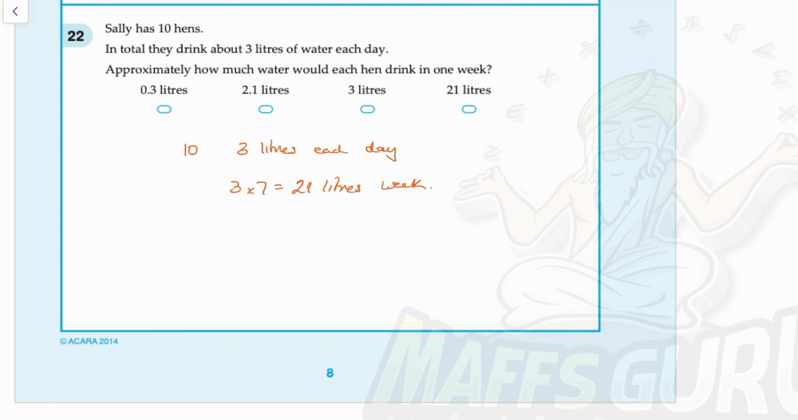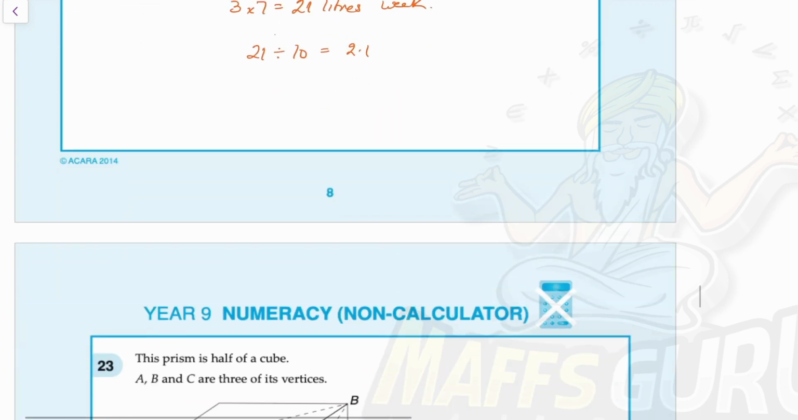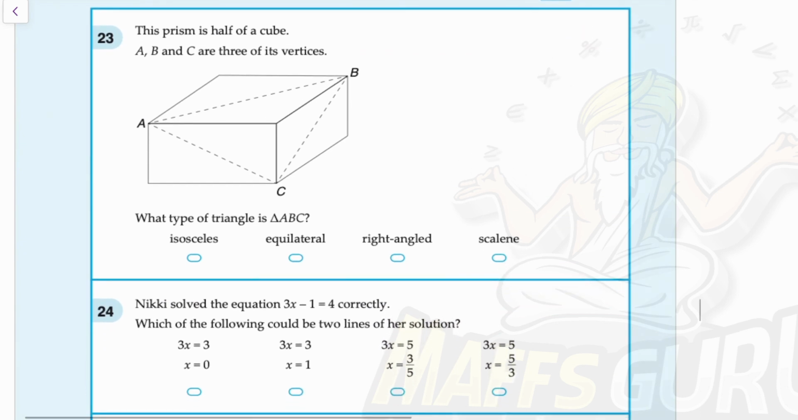So if we're going to try and find out how much each hen, so that's 1 hen, I'm now going to divide 21 by 10, which gives me approximately 2.1 litres. That's actually, well, I suppose that's quite a lot for a hen. We're supposed to be drinking that as humans. I don't think I'd drink that in a month.